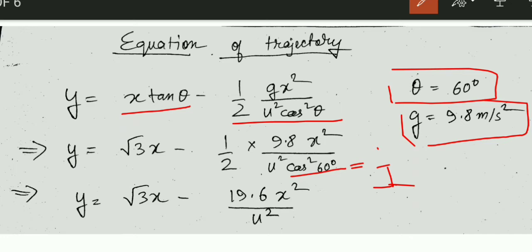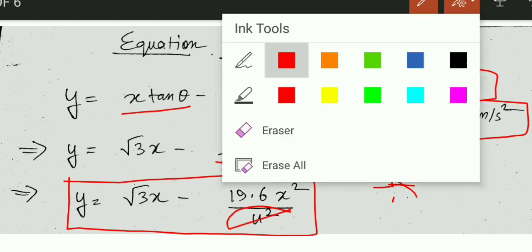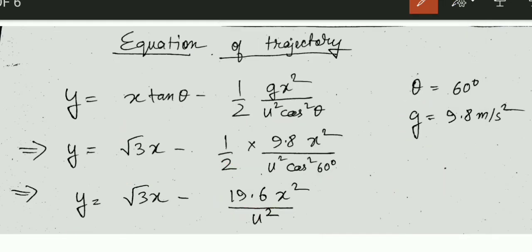So 1 by 4 here. The 4 and 2 cancel, and the denominator is 1 by 2. So finally it comes out to be y is equal to root 3 x minus 19.6 x squared by u square, where u is the initial velocity. Here u is unknown.